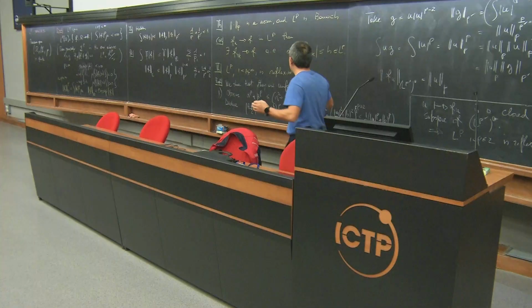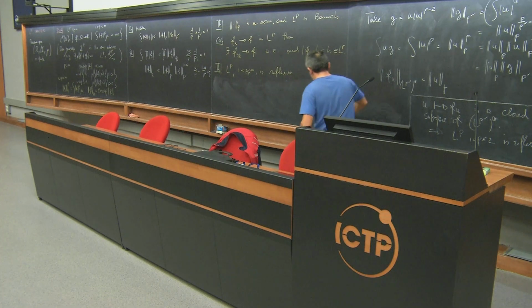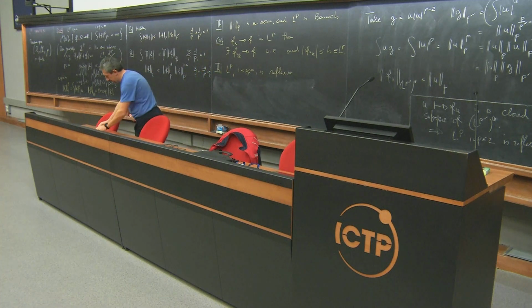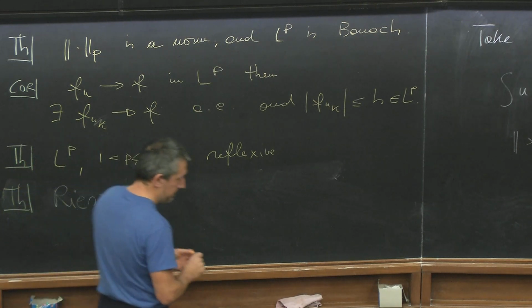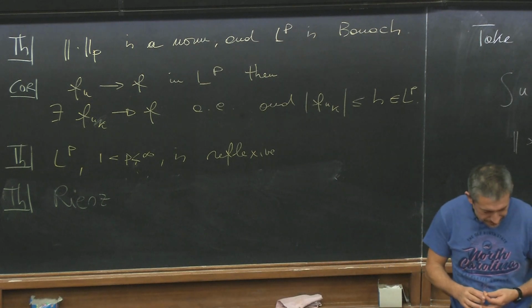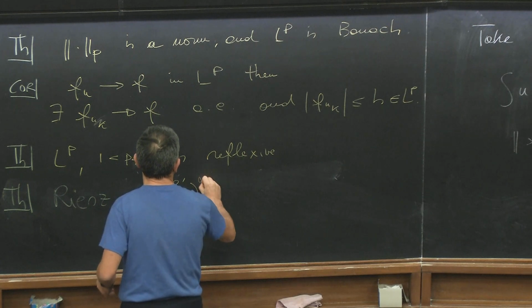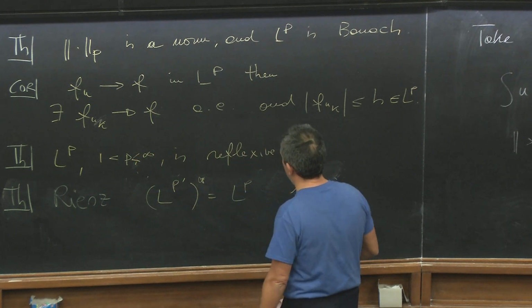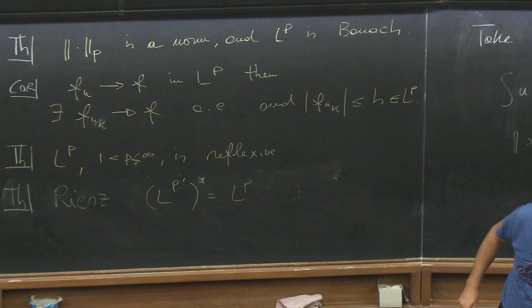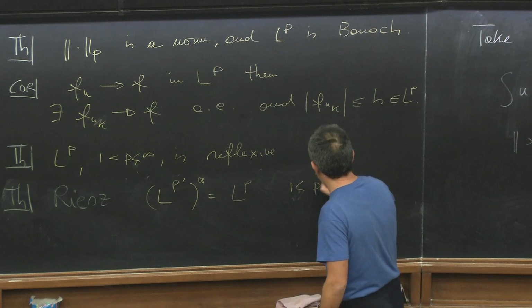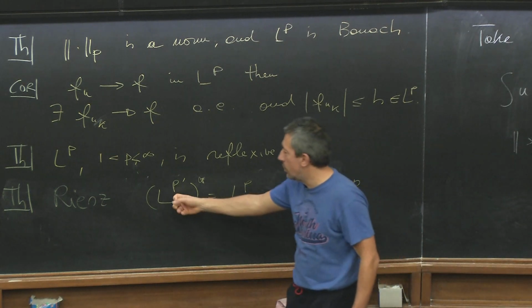Okay, and indeed the next theorem is the Riesz Theorem, which is that the dual spaces are the same. So let's write it this way: L^p prime star is equal to L^p, for p between 1 and infinity. So we do this case, then we will discover that if p prime is equal to 1, the dual is L infinity.